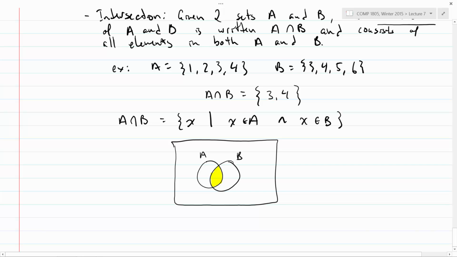Does the box kind of represent like the universe? Yeah, it's a similar idea. I'll define that more thoroughly in a second.